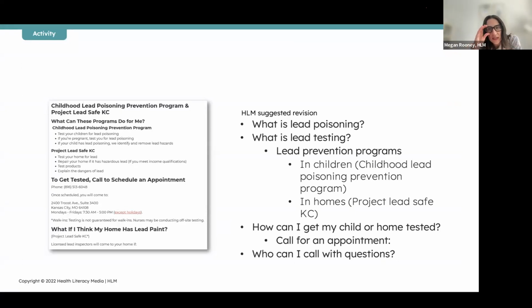It's not terribly organized. We had a suggestion for how it might be reorganized to help with a more logical flow of the questions. So what is lead poisoning? We might just start with that. What are we even talking about? A lot of us know what lead poisoning is. A lot of people might not. They might not understand why lead is an issue.